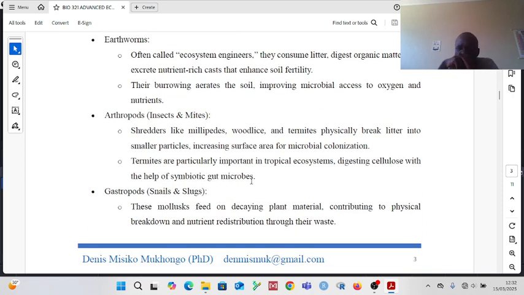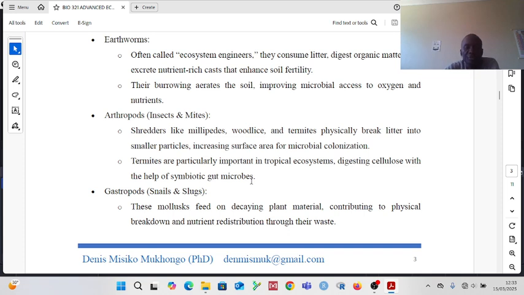The arthropods, you are talking of the insects, help in shredding, physically breaking down the litter into smaller particles. By doing that, they increase the surface area for microbial colonization. Termites help in breaking down cellulose because they have special symbiotic gut microorganisms. These are microorganisms within the gut of the termites which help to break down cellulose.